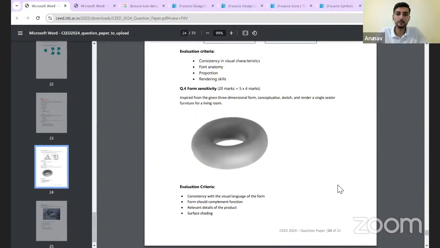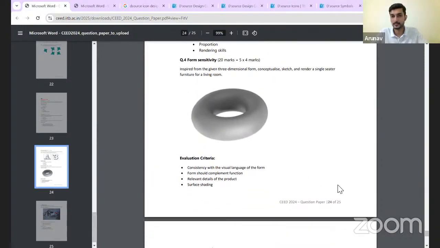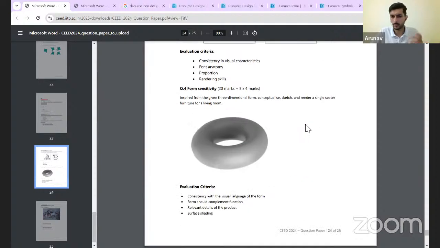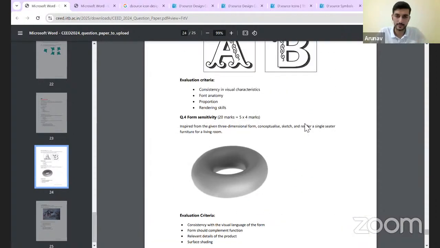Now let's take a look at the form sensitivity question that is asked in the design exam of CEED. If you are preparing for UCEED, तो प्रोडक्ट डिजाइन का क्वेश्चन भी फॉर्म सेंसिटिविटी के ऊपर ही बनता है, so that will help you here as well. Alright, so take a look for few minutes. फॉर्म सेंसिटिविटी आता है 3D. अगर देखा जाए तो मुझे पहले 2D शुरू करना चाहिए and then come to 3D, but it's okay. अब मैं दोनों एक साथ ले लेता हूं for that reason.